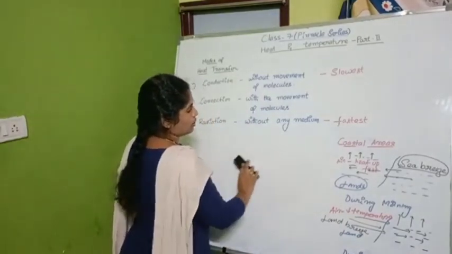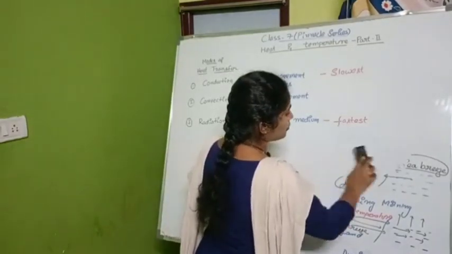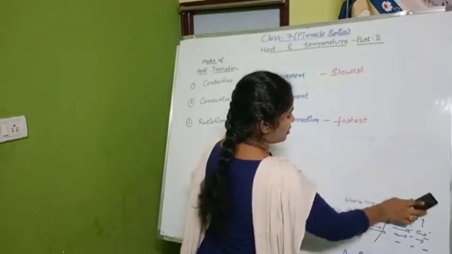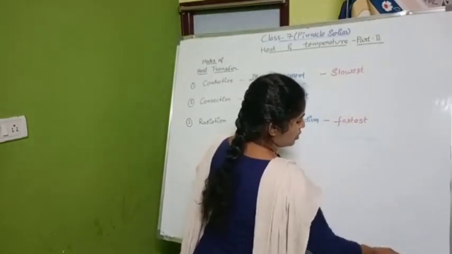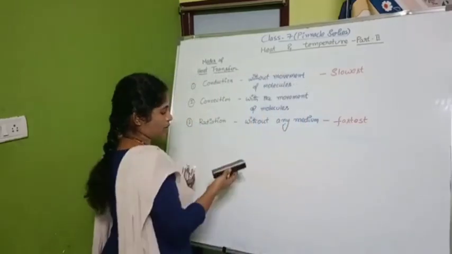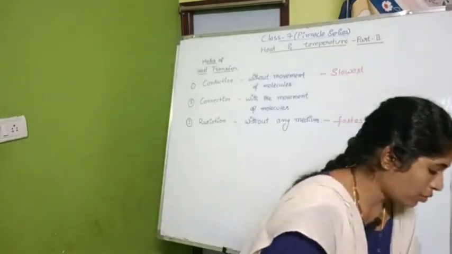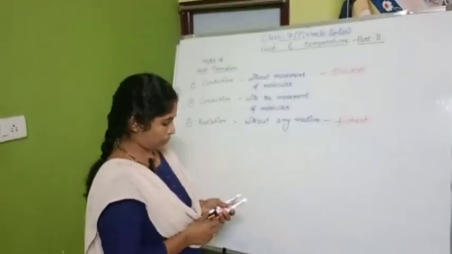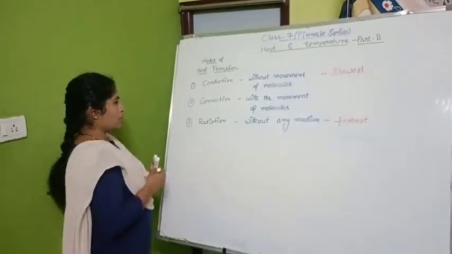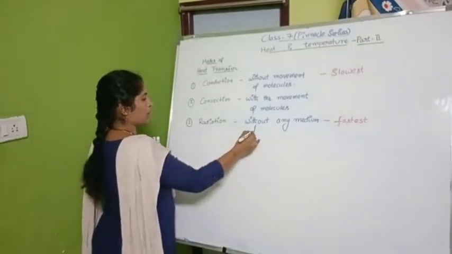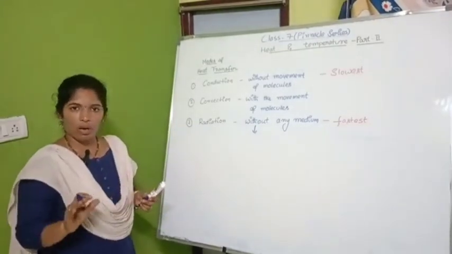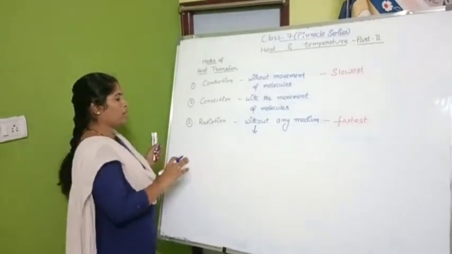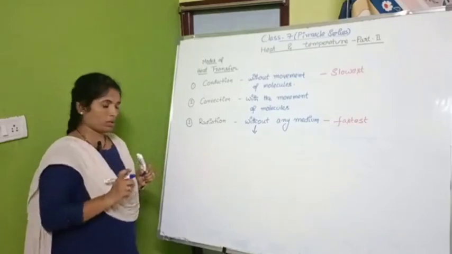So these are the applications of convection, transfer of heat examples. Now radiation. Radiation is the process of transfer of heat without any medium, right? Here, have you seen the thermoflask? Yes.